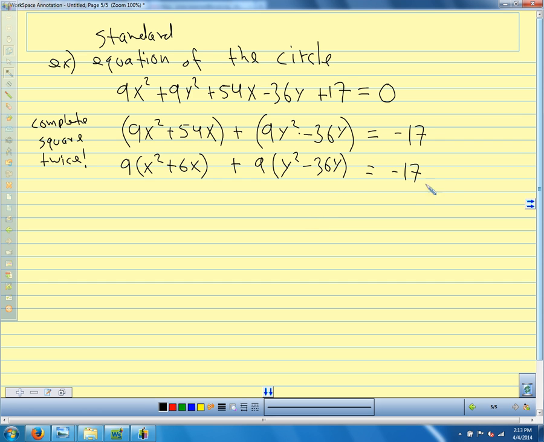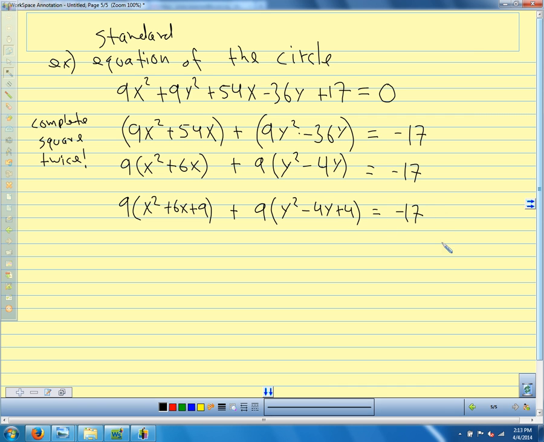Because our arithmetic turns out nicer if we divide by 9 at the end, I'm going to complete the square. 9x squared plus 6x. We divide the number in front of the x by 2 and square it. 6 over 2 is 3 squared, and we add the 9. Plus 9y squared minus, and I forgot, when I factor out the 9, I get a 4y. Negative 4 divided by 2 is negative 2 squared, which is 4, equals minus 17.